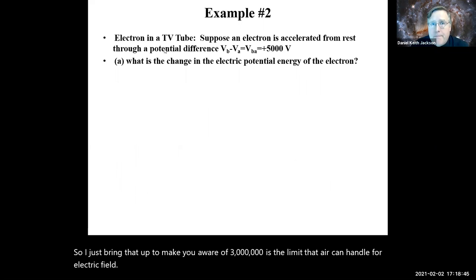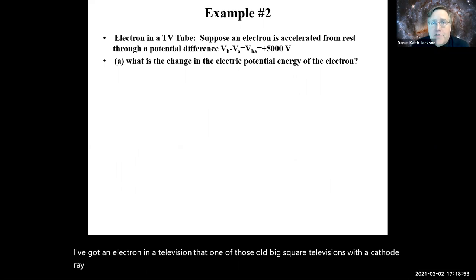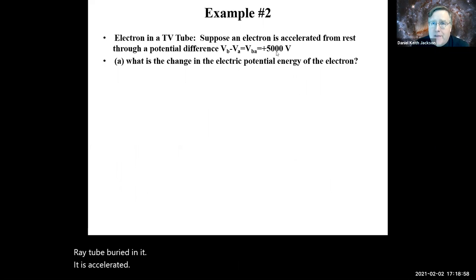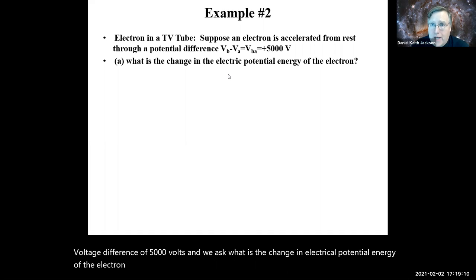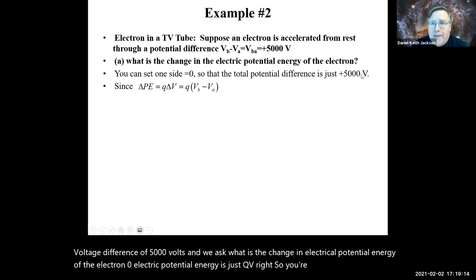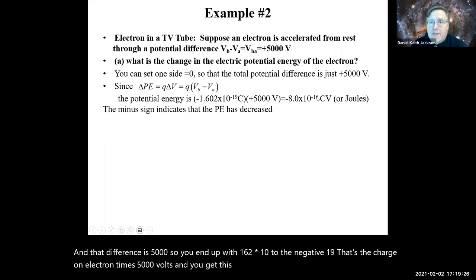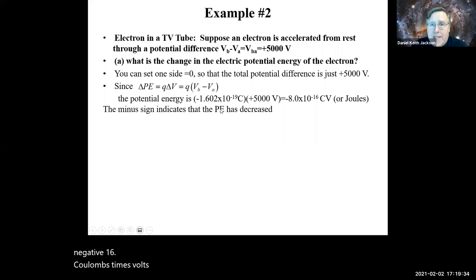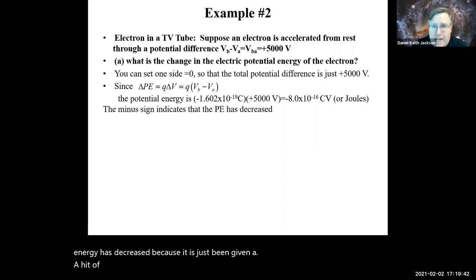Another version: I've got an electron in a television, one of those old big square televisions with a cathode ray tube buried in it. It is accelerated between two plates, so it has been given a voltage difference of 5,000 volts. We ask, what is the change in the electrical potential energy of the electron? The electrical potential energy is just QV, right? So you multiply QV: 1.602 times 10 to the negative 19, that's the charge on the electron, times 5,000 volts. And you get 8.0 times 10 to the negative 16 coulomb-volts, or equivalently joules. The minus sign indicates that the potential energy has decreased because it has just been given a hit of speed to give it kinetic energy.